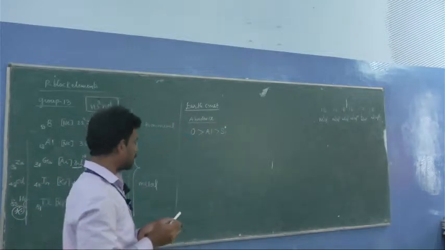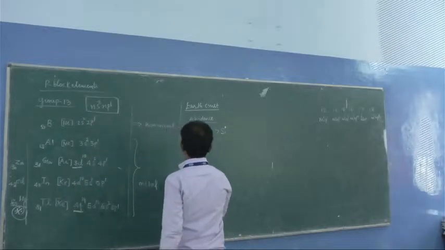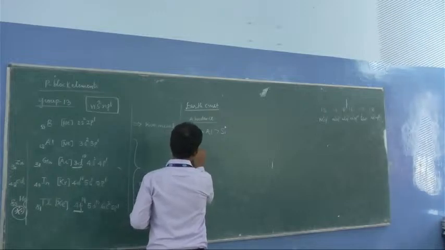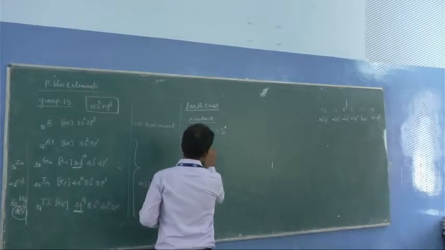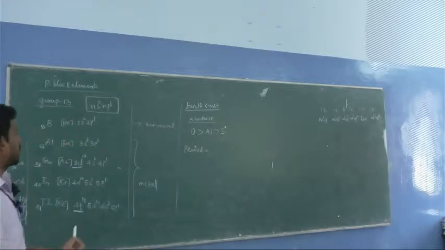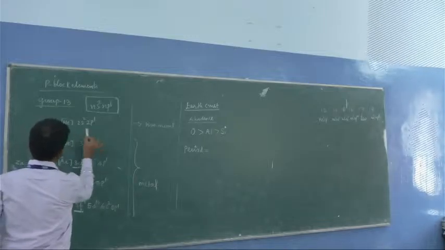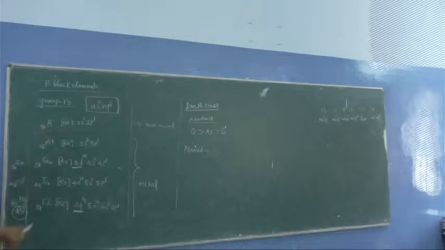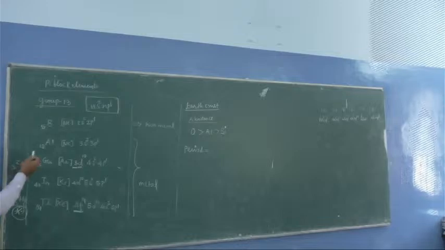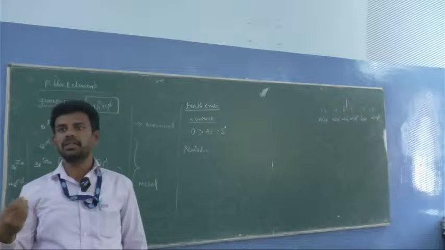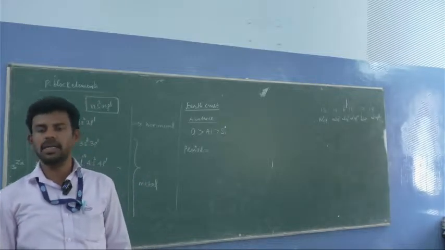Is it clear? Next, if you want to calculate the period number, which you might have studied in the periodic classification, what is the shortcut? If you want to calculate in which period an element belongs, suppose you take boron. Suppose in the case of aluminum, is it the first period, second, third, fourth, fifth, sixth? What is the answer? This is the base answer.